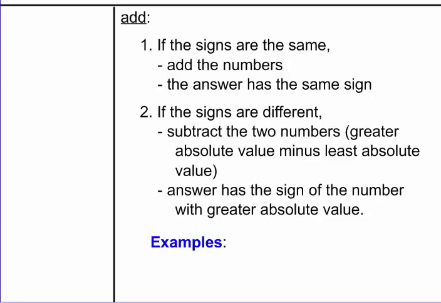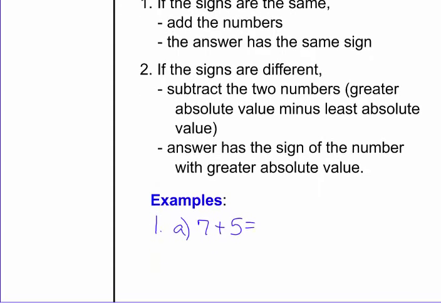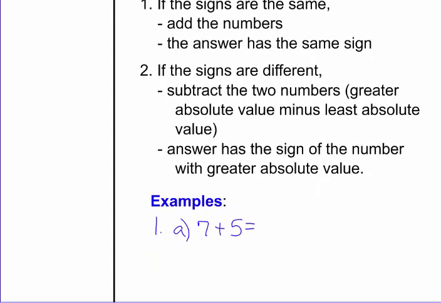So first, related to when the signs are the same. So we'll do example 1a. 7 plus 5. So both numbers are positive in this case. So they're the same. So you just add the numbers like you always do. 7 plus 5, which is 12. And then your answer is going to have the same sign as your numbers. So since both numbers are positive, your answer is also going to be positive.